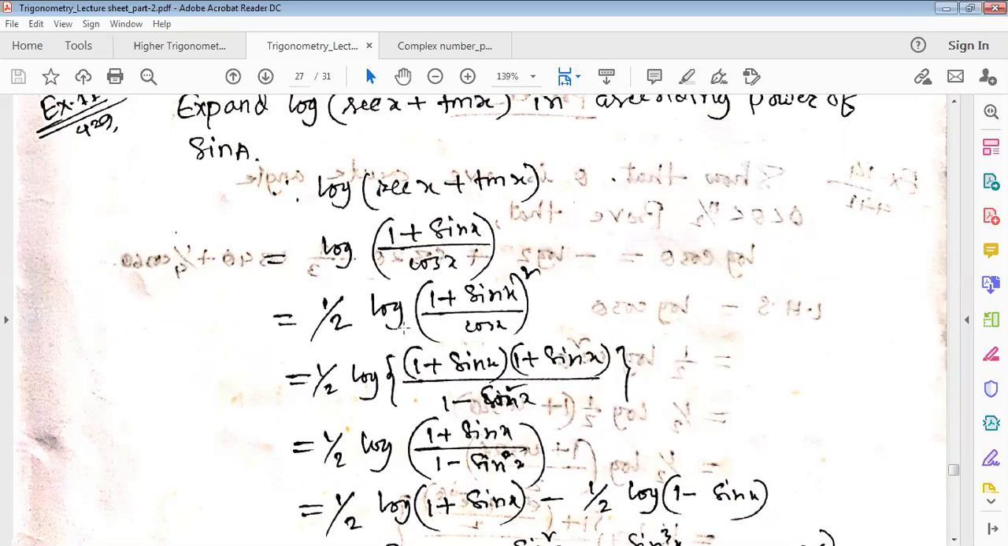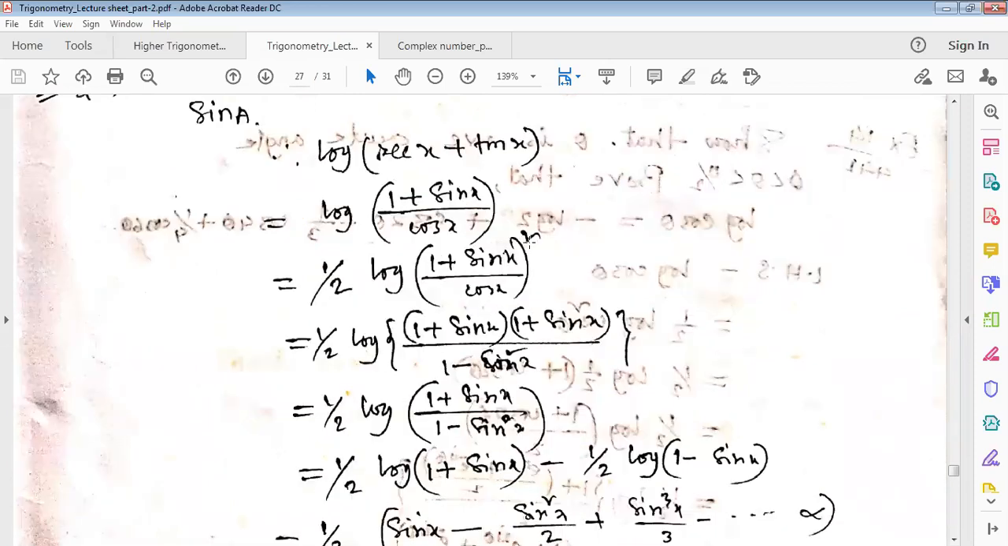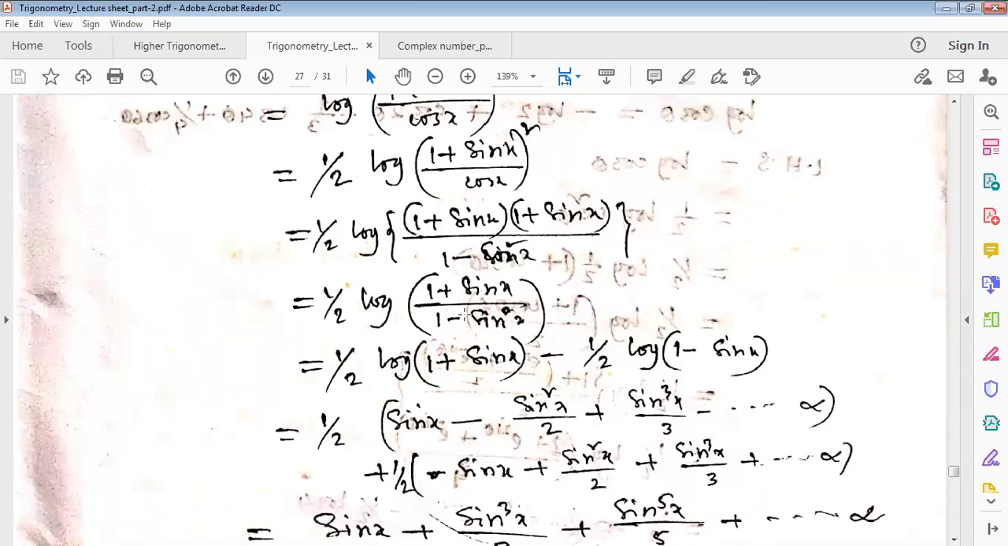Now taking half, then giving a square, that means the power comes before the log, so 2 and half will be cancelled. But to solve this logarithm series, we have to take power 2, giving half before the log. Half log of 1 plus sin x, 2 times, over 1 plus sin x, 1 plus sin x. And cos squared means what? 1 minus sin squared x.